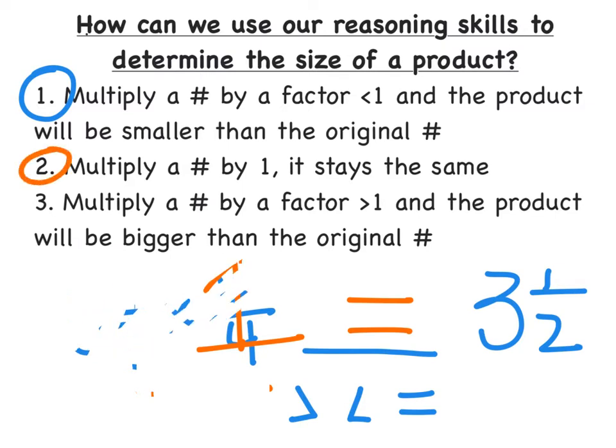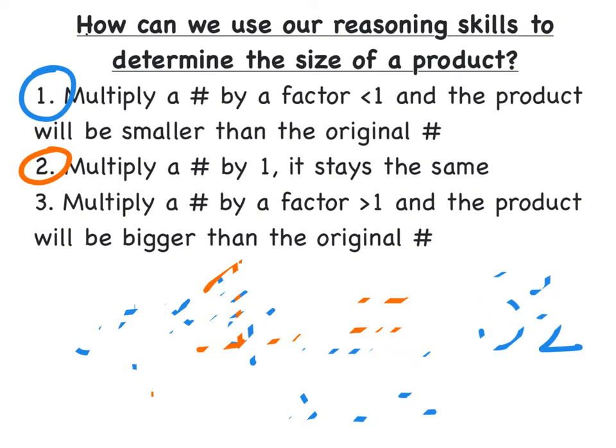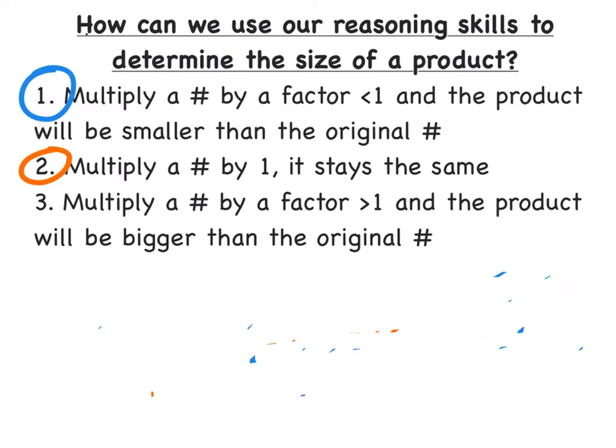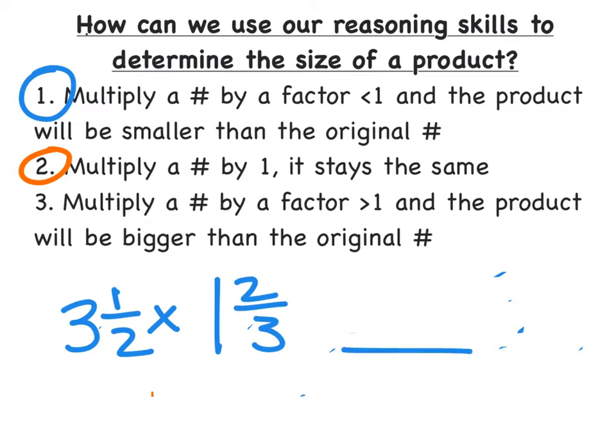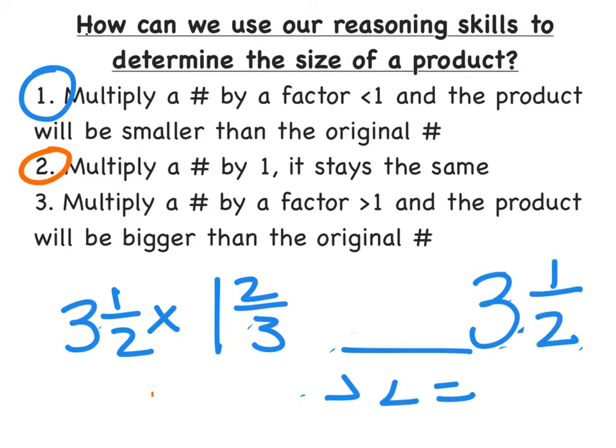Finally, our third rule says that if I multiply a number by something greater than 1, the product will be bigger than the original number. So if I keep my number of 3.5, but this time I multiply it by something bigger than 1, like 1 2/3, I want to know again, is it going to be greater than, less than, or equal to the number I started with, 3.5? In this case, I'm multiplying 3.5 by something bigger than 1. 1 2/3 is greater than 1. So it says that the product will be bigger than the original number, 3.5.